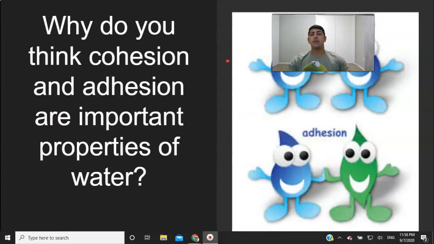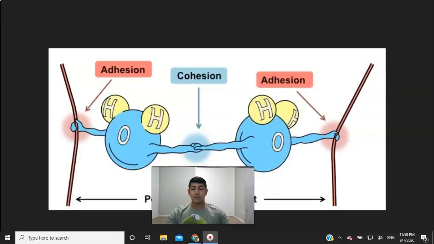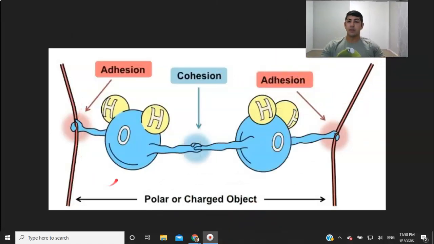So why do you think cohesion and adhesion are important properties of water? Cohesion and adhesion are properties of water that are very important to life on Earth because they allow water to climb up plant stems and enable even the blood in our bodies to flow through our bodies. And here's this little graphic just separating the two. Cohesion is the attraction between water molecules, and adhesion is water's attraction to other polar or charged objects.